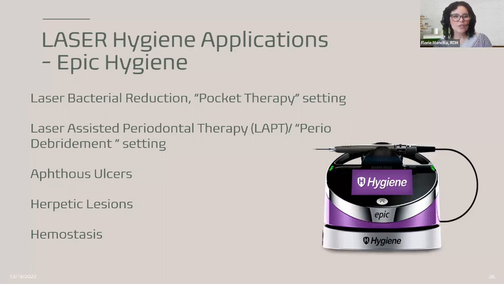So we'll get into the soft tissue components now and how we would be using these lasers in our operatory. So we have a few settings that I want to talk about. One, we would use it for laser bacterial reduction. Sometimes it's referred to as pocket therapy or the pocket therapy setting on the laser. We can also use it as an adjunct to our non-surgical periodontal therapy cases. So this would be LAPT or laser assisted periodontal therapy. We would also use it for desensitization of aphthous ulcers, herpetic lesions as well.